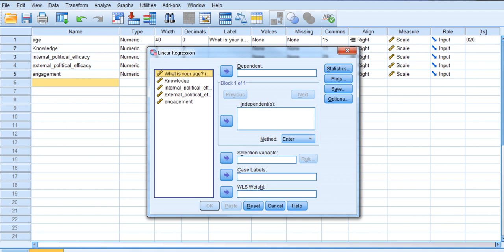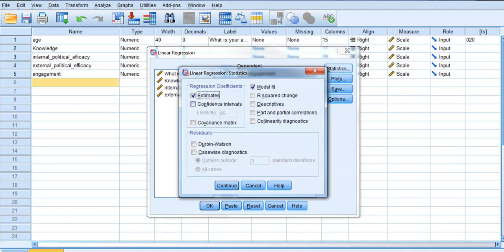We will enter our dependent variable, or our criterion or our outcome variable, in the dependent box. We'll enter our predictors, which will be age, political knowledge, internal political efficacy, and external political efficacy, into the independent box, and we'll enter those simultaneously at the same time. And we'll go to statistics. We'll ask for the confidence intervals for the regression coefficients and also for the descriptives and collinearity diagnostics.